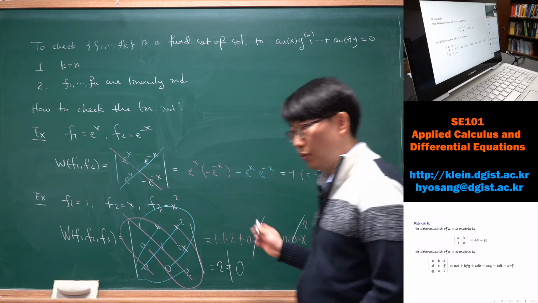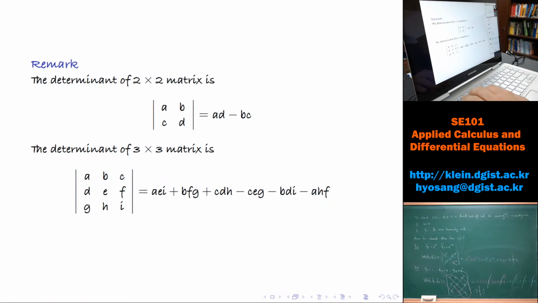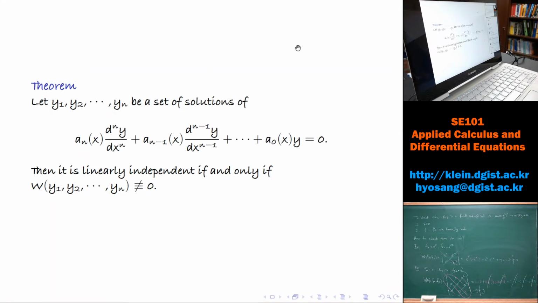So the reason why I emphasize that this Wronskian is not 0 is that this theorem tells you that if you have n functions, it doesn't have to be a solution to the differential equation. Suppose that you have n number of functions. If the Wronskian is not identically 0, then these functions are linearly independent. And conversely, if you have n linearly independent solutions, then the Wronskian is never 0.